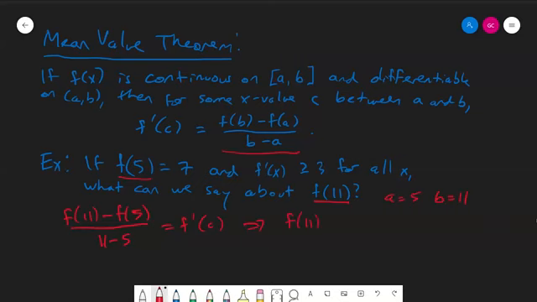Now I don't know what f of 11 is, but I know that f of 5 is 7, and 11 minus 5 on the bottom is 6. So all of this stuff is equal to f prime of c. And I don't know what the c value is, but I know that no matter what, f prime is going to be at least 3. So in fact, f of 11 minus 7 all over 6 is greater than or equal to 3.